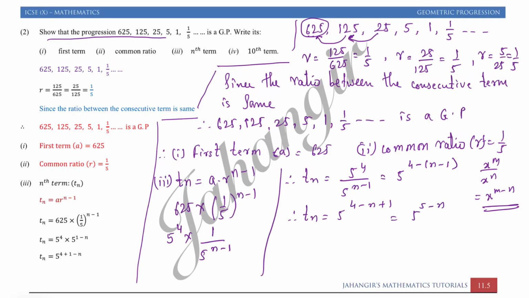This was too simple to do. We got nth term as 5 raised to 5 minus n. Now fourth part we have to find 10th term.